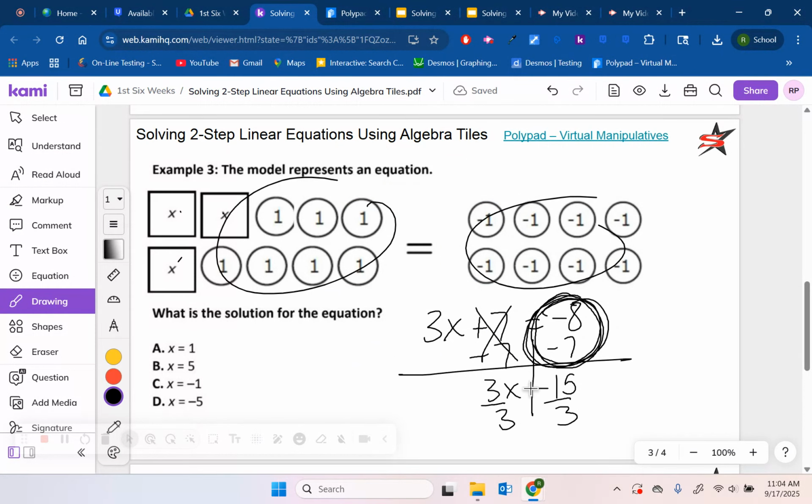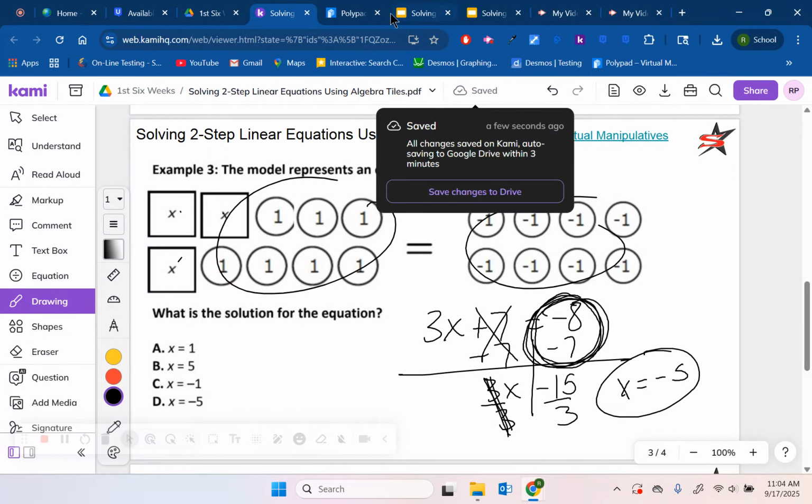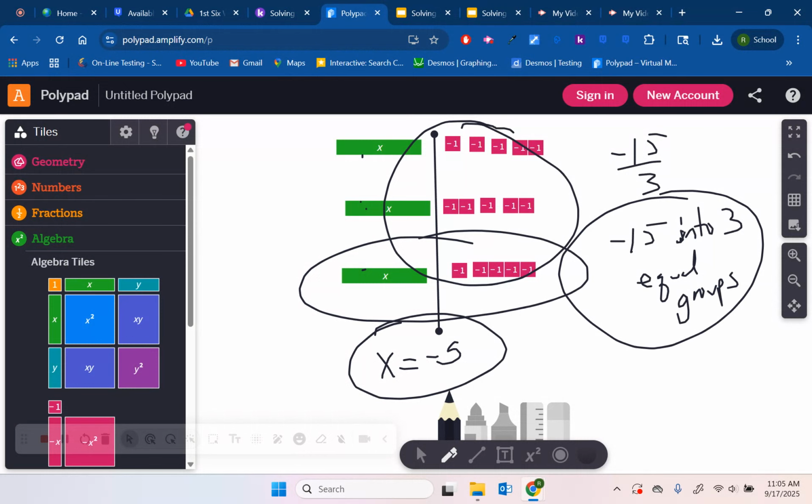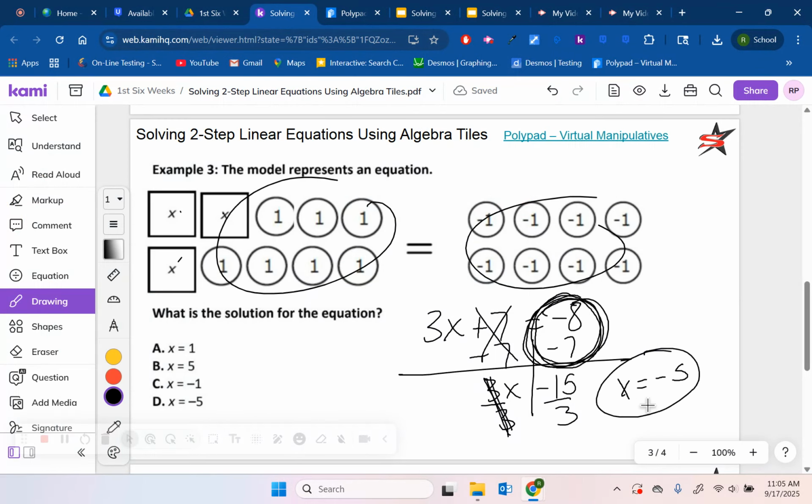So divide by 3. Negative 15 divided by 3, we know is now negative what? 5, because we got that negative 15 separated into 3 equal groups. So this means what? Negative 15 into 3 equal groups. That's what division means. There's negative 15 cut into 3 equal groups, which means each group gets negative 5. And that's how we get that negative 5.